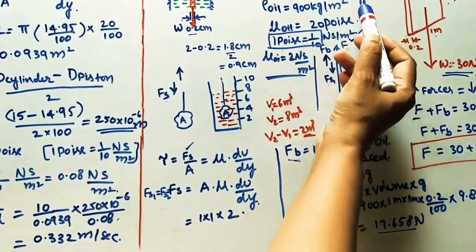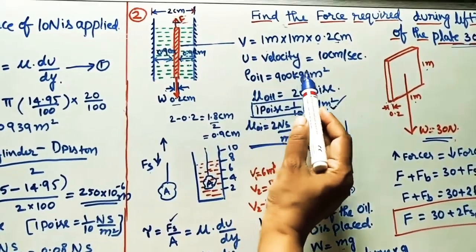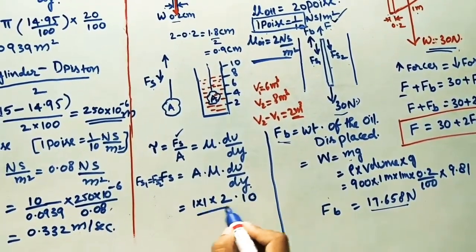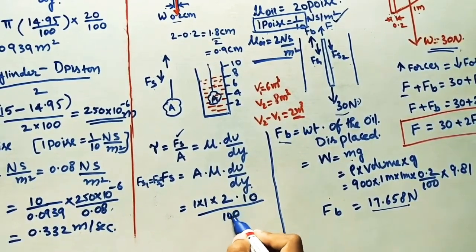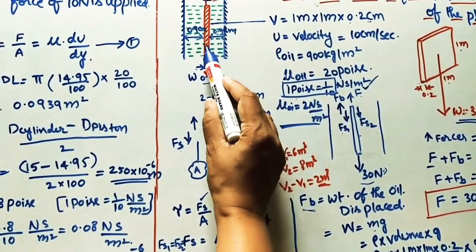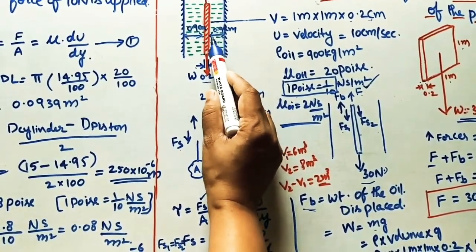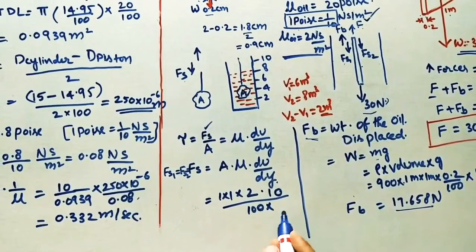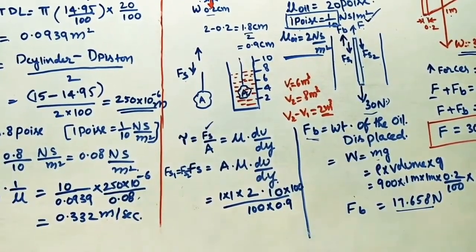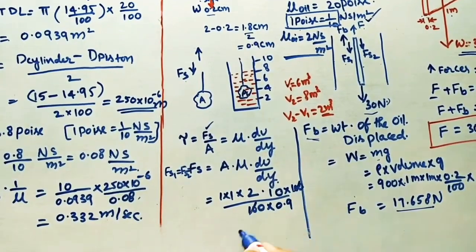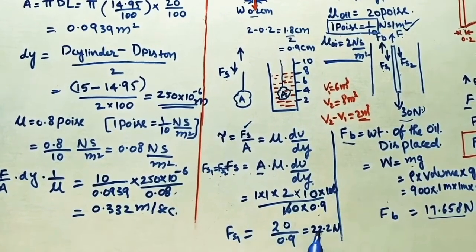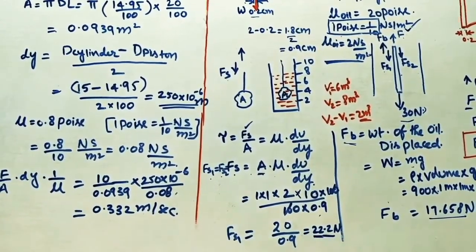The velocity of the plate is given as 10 centimeters per second. So I am taking 10, and to convert to meters, divided by 100. What is the distance, the dy value? This is the distance between the moving plate and the fixed plate, 0.9 centimeters. Taking that in meters, the 100 will be cancelled. 2 into 10 means 20 by 0.9. I will get FS1 is equal to 22.2 newtons.